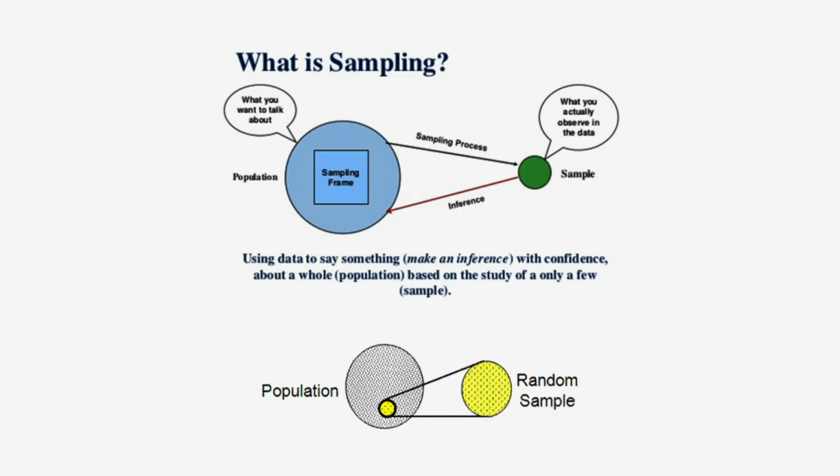So we will talk about how the population is there, and how random sampling is just extracting the data from the big population, from the universe, and trying to reach a conclusion.